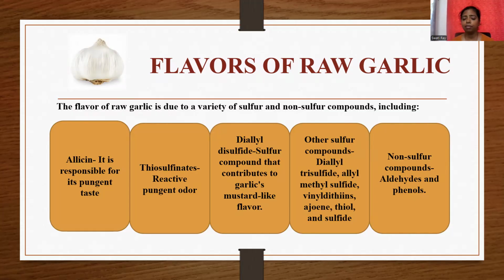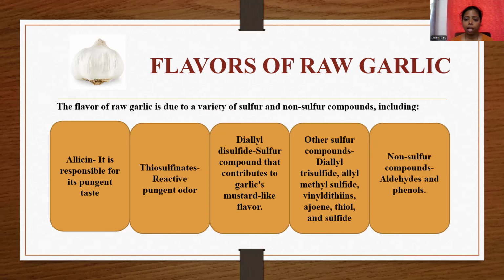We have thiosulfinates. Thiosulfinates actually create the pungent odor, which is called the reactive pungent odor. This reactive pungent odor is given out when garlic is cooked or processed. It is also typical of the pungent odor of garlic, but it is slightly cooked and is thus called reactive pungent odor. The major sulfur compound in garlic is diallyl disulfide, which contributes to the strong mustard flavor that garlic gives out when it is cut.